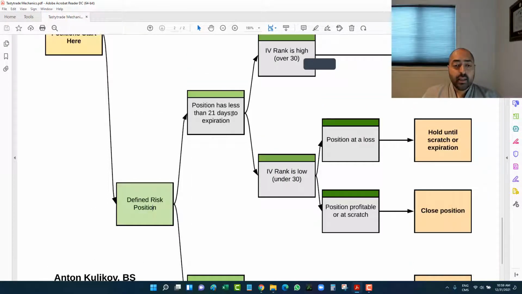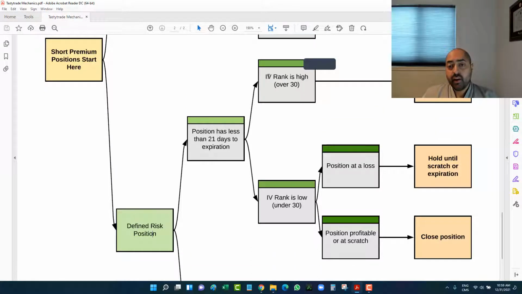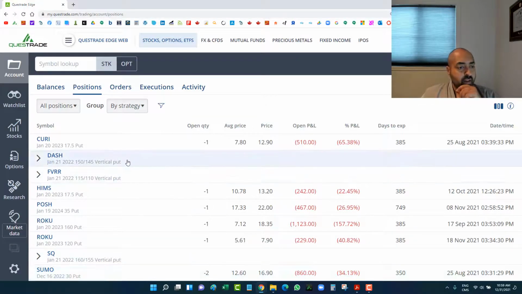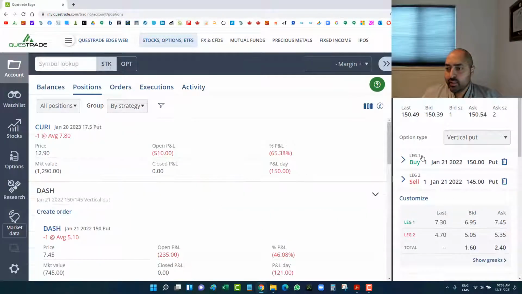Position has less than 21 days to expiration. I've got two choices: IV rank is high, over 30, or IV rank is low, under 30. So let's go back to my positions. I've got Dash here, 150, 145. It's trading at exactly 150, so it's at the money. I collected $1 and it's worth about $2 right now, the spread. So if I close the trade, I can close it at $2, which means I would lose $1 if I close the trade right now.